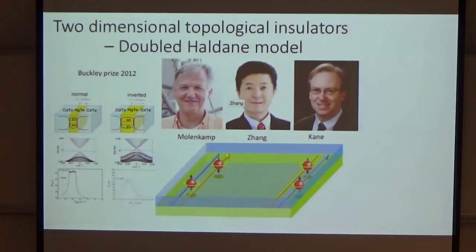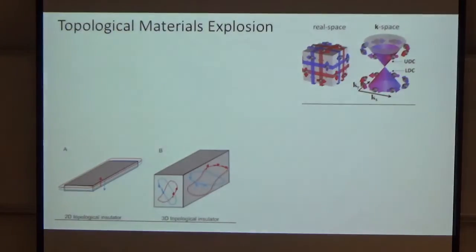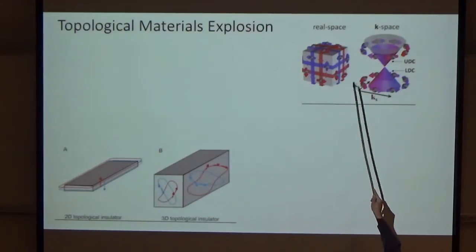Now, the biggest revolution came later when Charlie Kane and Mele found that you can extend this to a three-dimensional band structure. Then the conductance is not on one-dimensional edges, but on the surfaces. And the surfaces of a three-dimensional TI will be these funny metals that cannot be realized in two dimensions. I guess this is a caricature of how the conductance works on these surfaces.